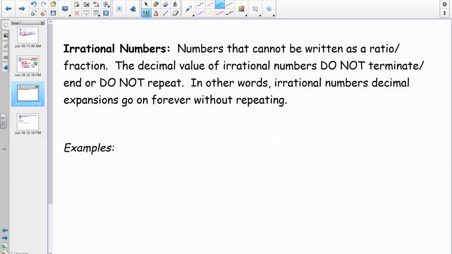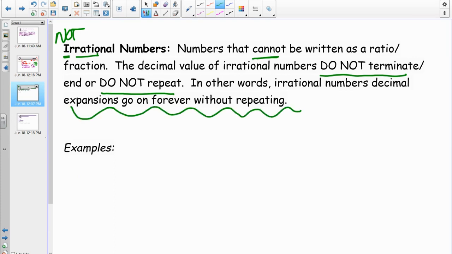Now we're going to look at irrational numbers. Irrational numbers are numbers that cannot be written as a ratio or a fraction. So this is the opposite, and that makes sense because ir means not. So this is not a ratio, which means it's not going to be written as a fraction or a ratio. Their decimal values do not terminate and do not repeat. In other words, an irrational number's decimal goes on forever and ever without repeating.